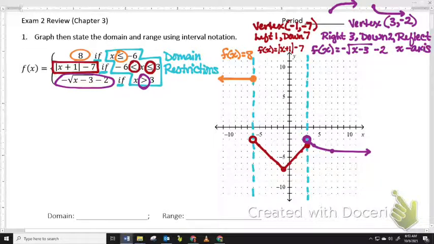All right, this question didn't ask for it, but I'm going to go ahead and list them off. Our discontinuities.